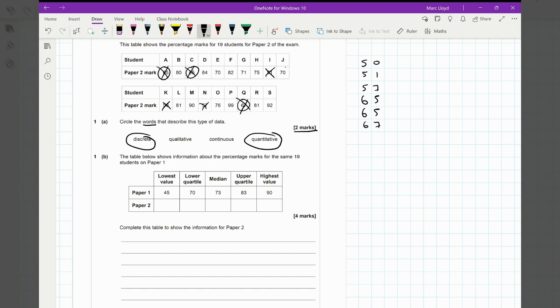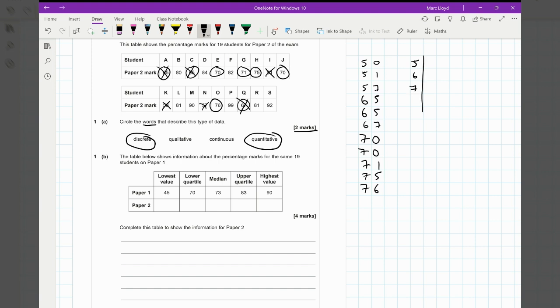70s now. This is a good class. They've actually performed quite well. So 70, 70, 71, 75, 76. It's just dawning on me how I can actually present this data.